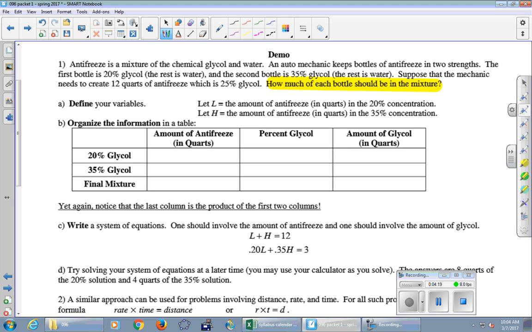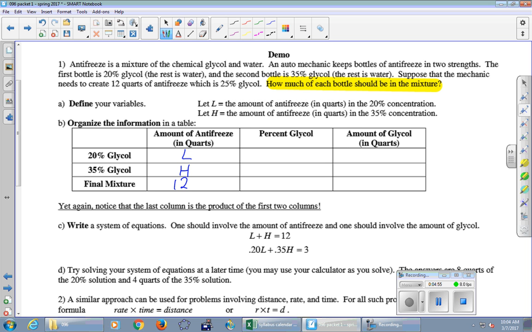Okay, let's start filling in. The amount of antifreeze in quarts for the 20%, that's what we called L. The amount of 35%, that is H. Remember, the word antifreeze means both the water and the chemical glycol. It's the 2 of them together. How many quarts in the final mixture? No, that's the percentage, but the number of quarts of liquid is 12. That's what we're trying to build. And just from that first column, maybe you can already read off one of our equations. L plus H equals 12, right?